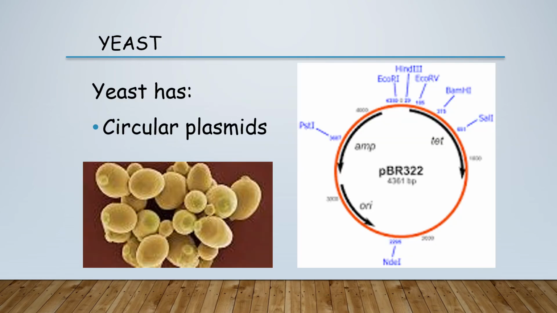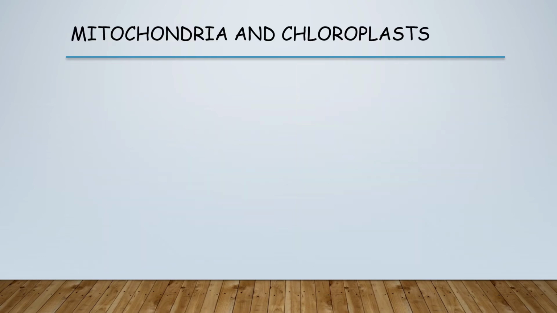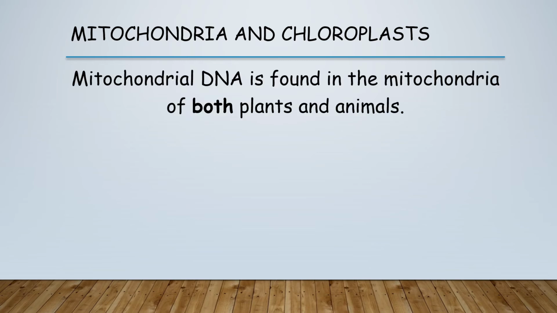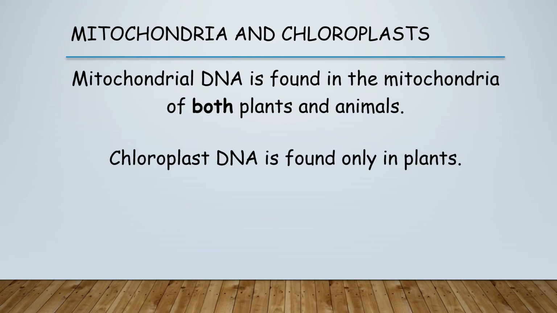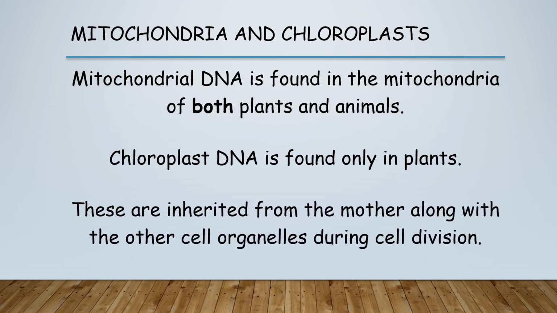Yeast also contains circular plasmids, and this is an example of a genetically engineered circular plasmid that is being used in genetic modification of yeast cells. Next up is mitochondria and chloroplasts. Now this might be something that's quite surprising, but mitochondrial DNA is found in the mitochondria of both plants and animals. Obviously chloroplast DNA is found only in plants. These are both inherited from the mother along with other cell organelles during cell division.